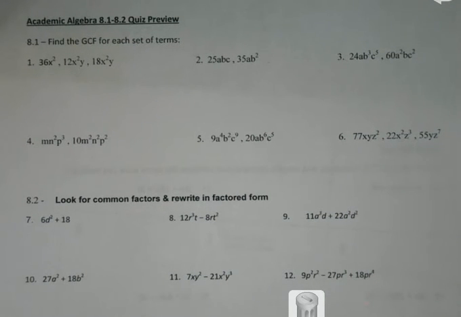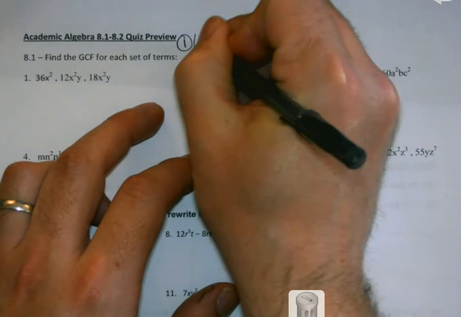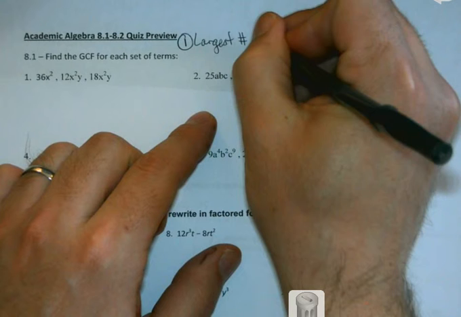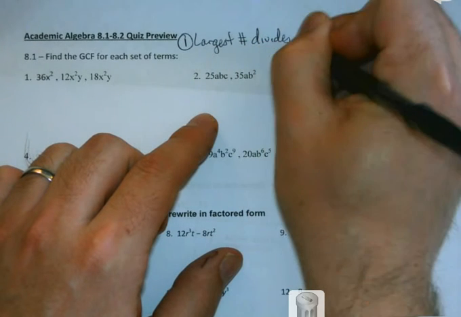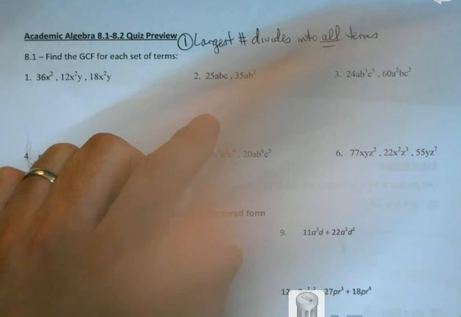And for right now, what we're going to do is just go back through the lessons from the past few days. So here we go. Looking for the greatest common factor, reminders. I'm looking for the largest number that divides into all terms. That'll be my coefficient.